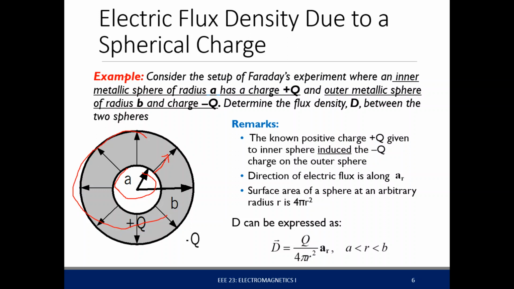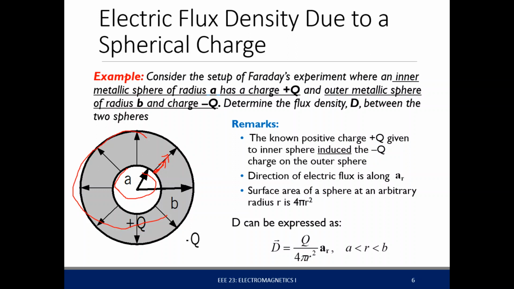So just some remarks. Charge inside the inner sphere induces the charge outside, or on the outer sphere. The direction of electric flux is along a_R hat. Why? Because of the symmetry of the problem. If you look at the flux lines between A and B, the flux lines are perpendicular to the surface. In this case, the surface is a sphere. Therefore, the normal vector that is perpendicular to the inner sphere is actually a_R hat.